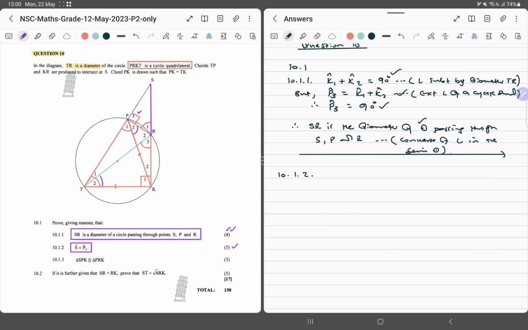But let's look at this triangle here. Let's just be smart. Let's look at this triangle here.